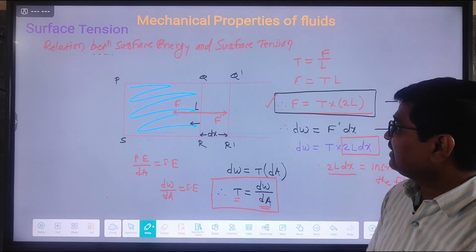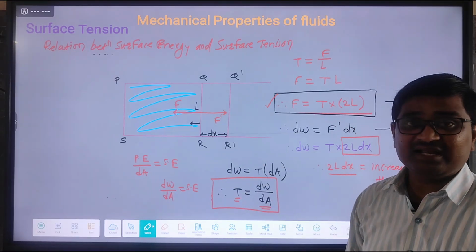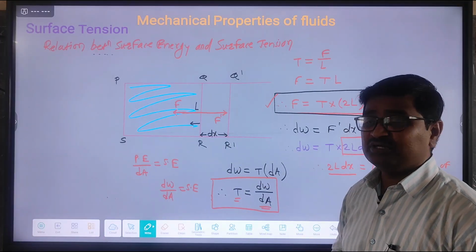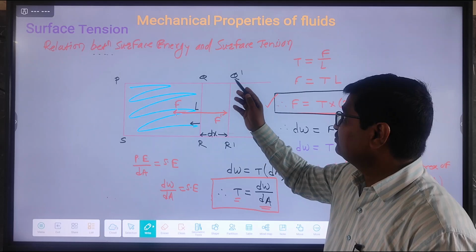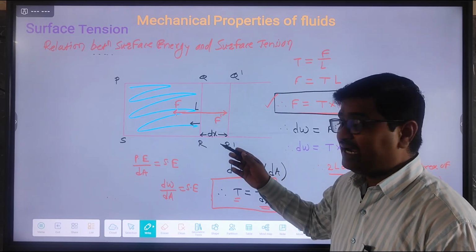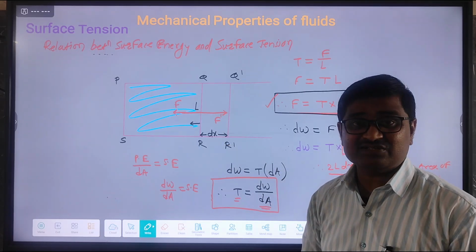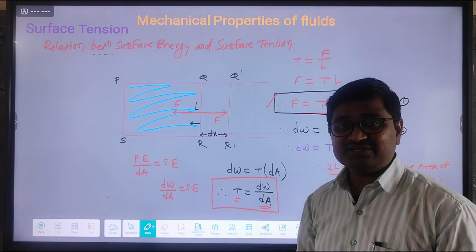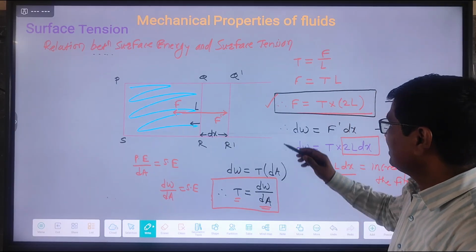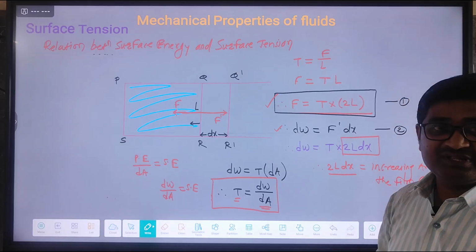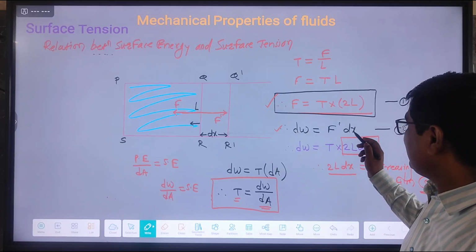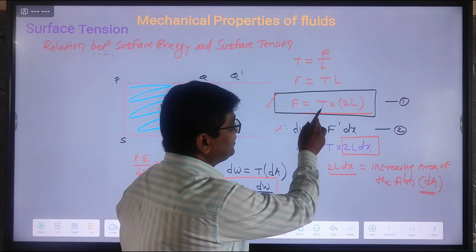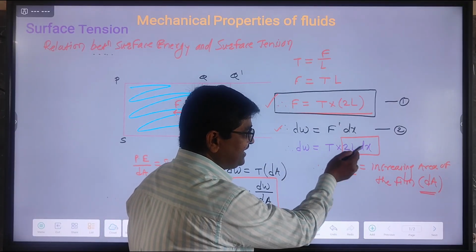Now, when the sliding wire QR experiences an opposite, outward force of the same magnitude, the wire will move from Q to Q dash and R to R dash. Due to this very small displacement dx, the surface area of the film increases, and when the surface area increases, work has to be done. Such work done dW, as per the definition, is force into displacement. So dW is equal to force, whose value is T into 2L, into dx.